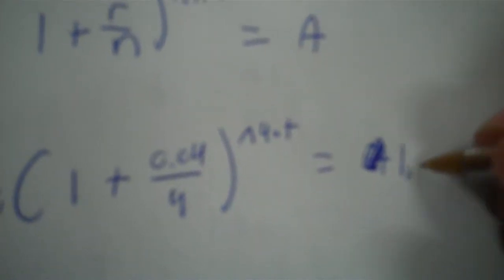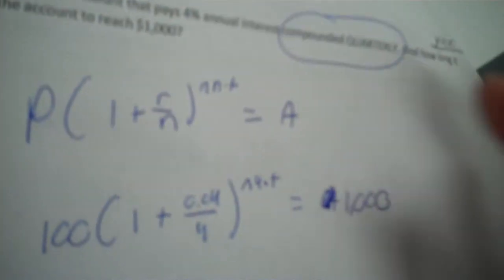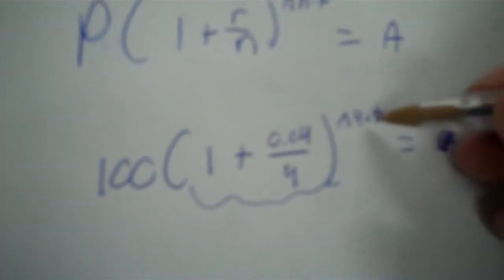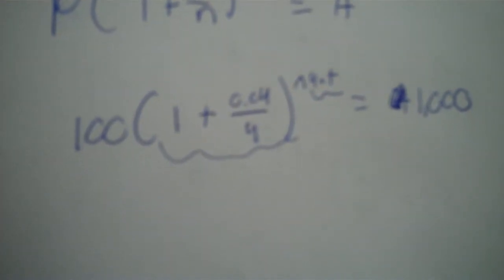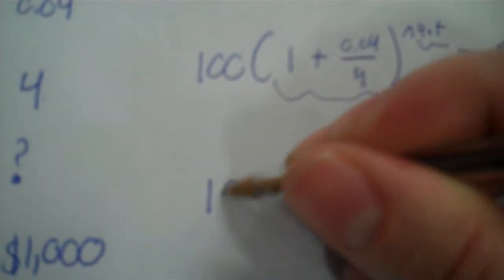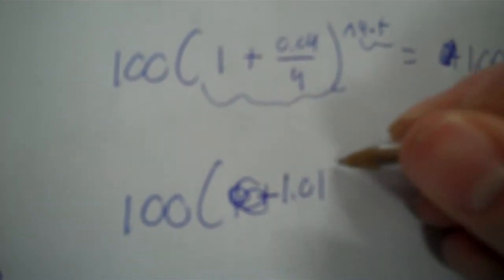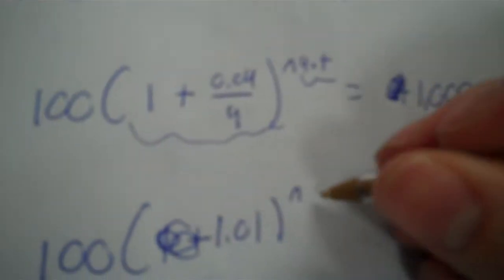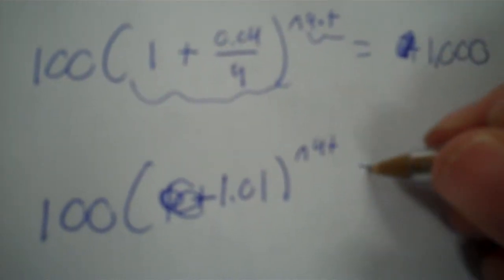And not A. A is 1,000, okay? Okay, simplify the parentheses and the exponent if possible. It ain't possible to simplify the exponent, okay? So 100, 1 plus, simplify it. 1 plus 0.04 divided by 4, so that's 1.01. Exponent, 4 times T's got to just stay 4T, and then 1,000.